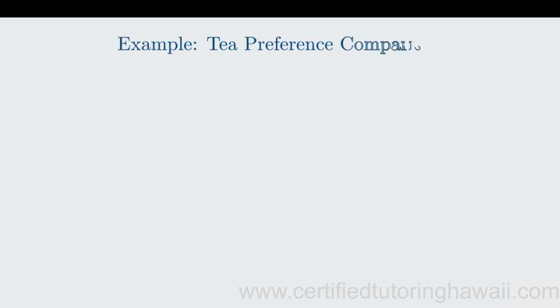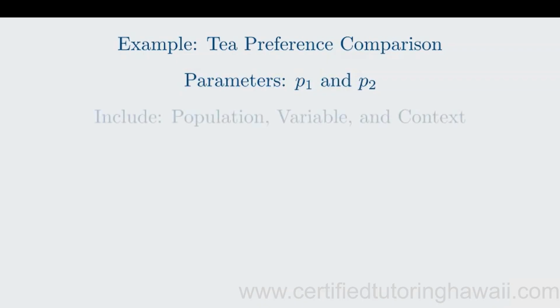When we compare two groups, like the proportion of students who prefer tea versus the proportion of adults who prefer tea, we are looking at the difference between two population proportions, which we denote as p1 and p2. The parameters for a hypothesis test should always reference the population parameters, the response variables, and the specific populations in context.